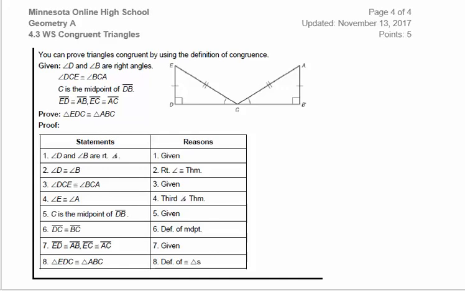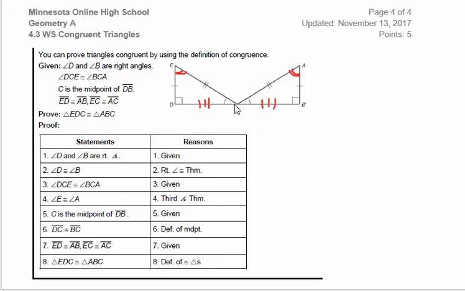Okay, and then the last part is a proof. This is an example proof. These are some steps that we would use. Some of the things that we'll use for these proofs are things like right angles. All right angles are congruent to each other. We might use the third angles theorem to find that angle E is congruent to angle A. We might use the definition of midpoint if we're given that C is the midpoint, which means then that DC is congruent to, is that a C or a G? It's a C. To BC.